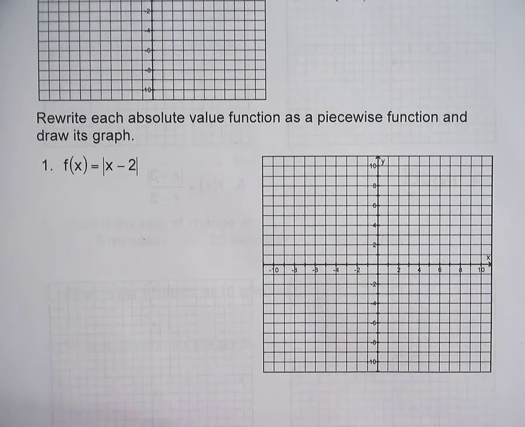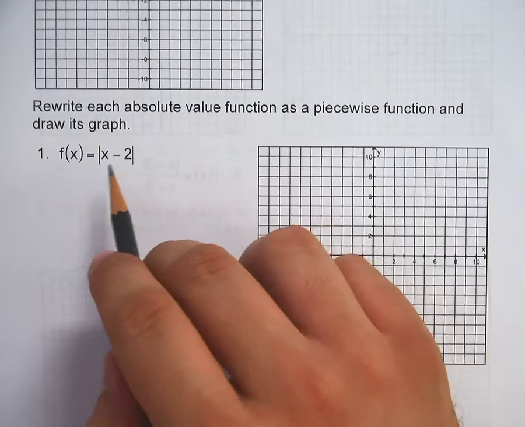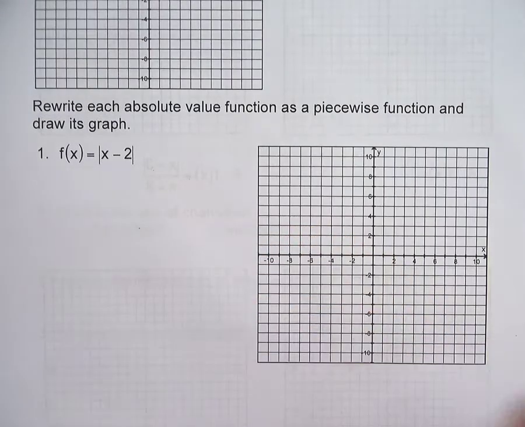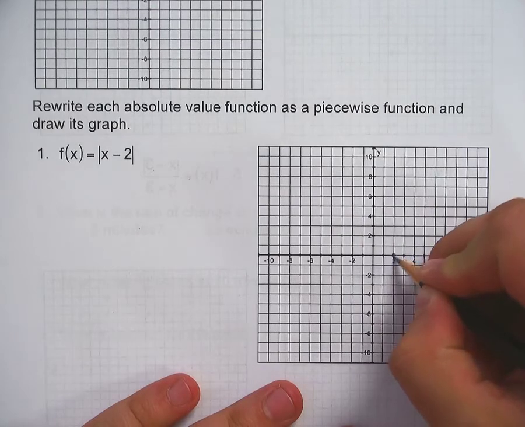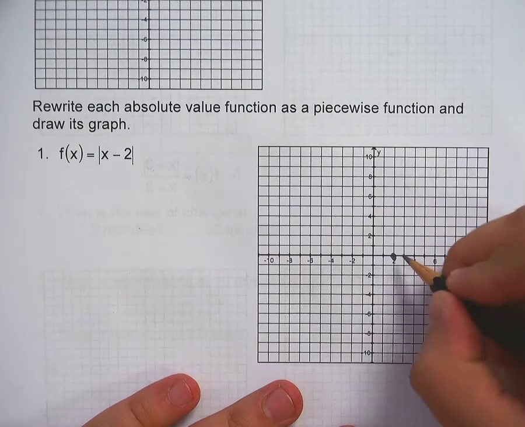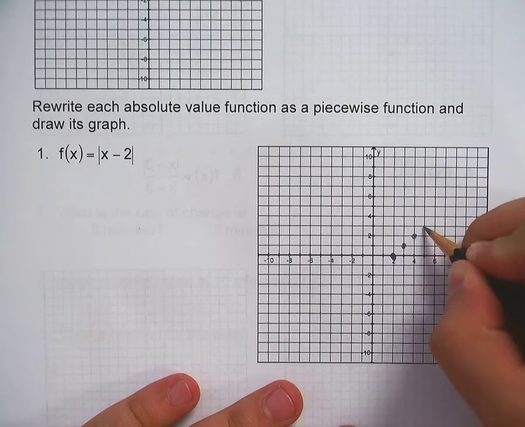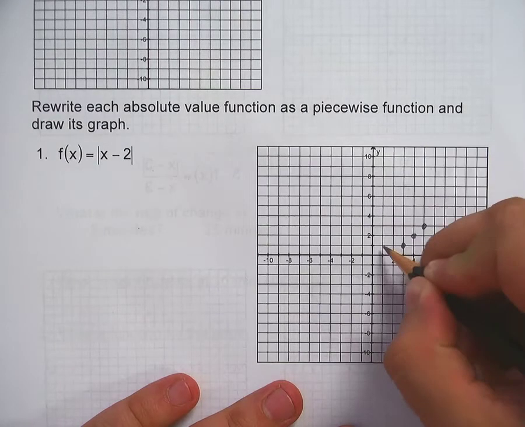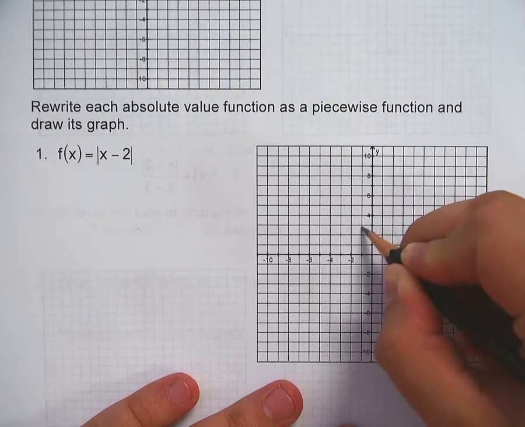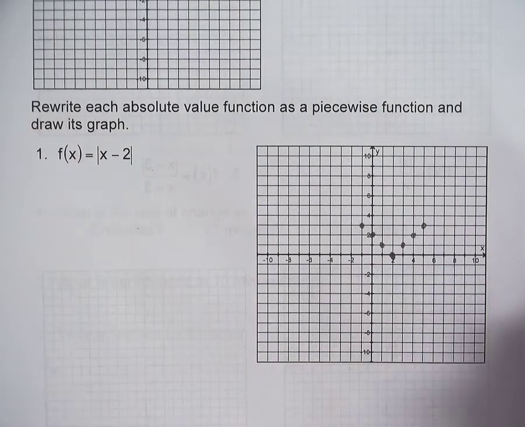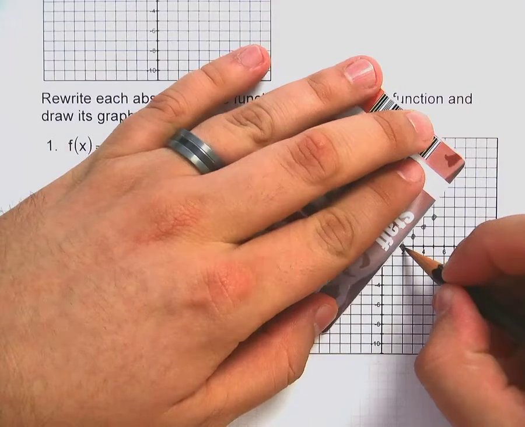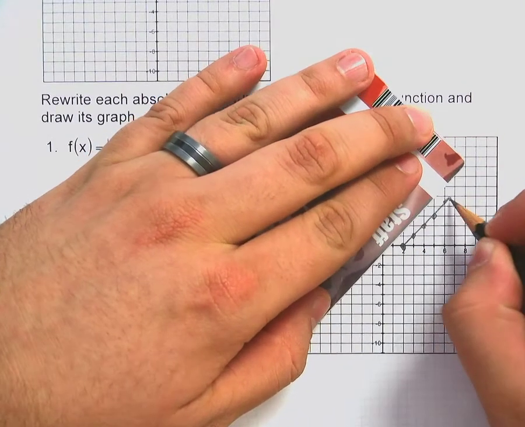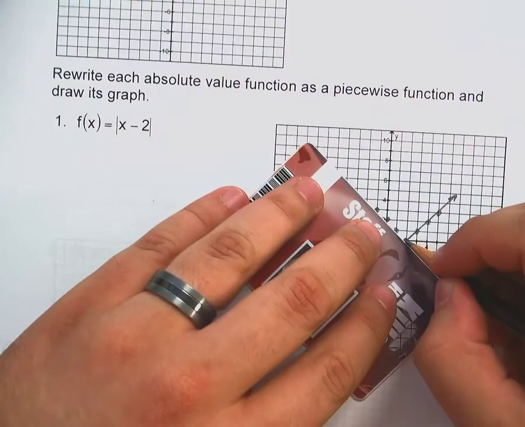It says rewrite each absolute value as a piecewise. So this is the absolute value of x minus 2. Well, we know that transformations, that's going to take it right 2. So here it is. My slope is 1 over 1. So it's going to go up that way, up this way. And here's your graph.